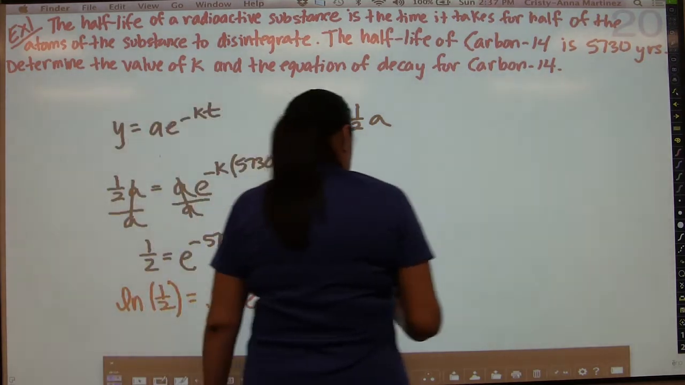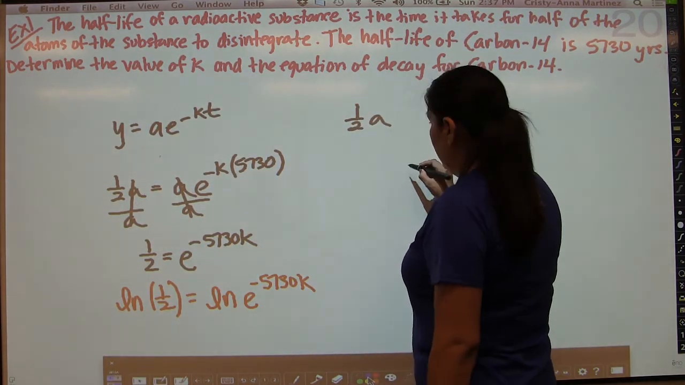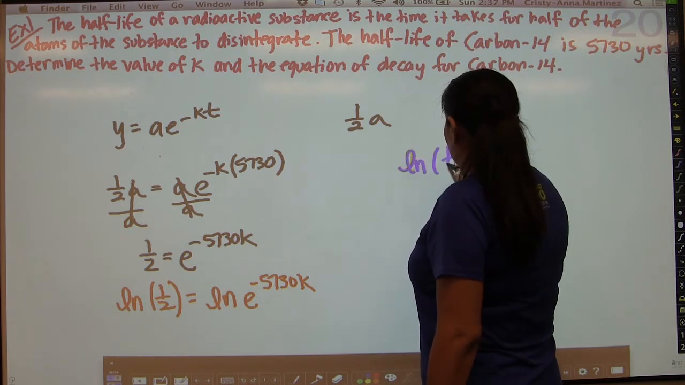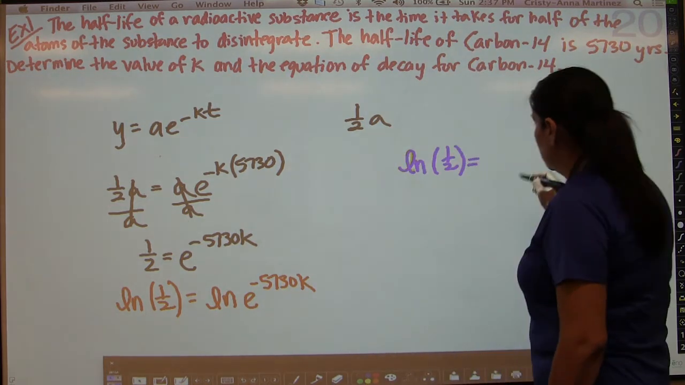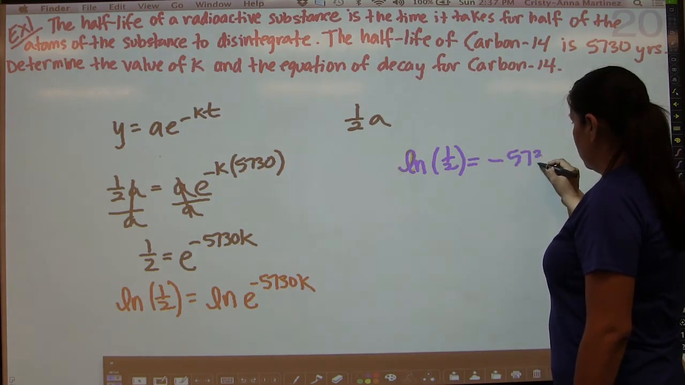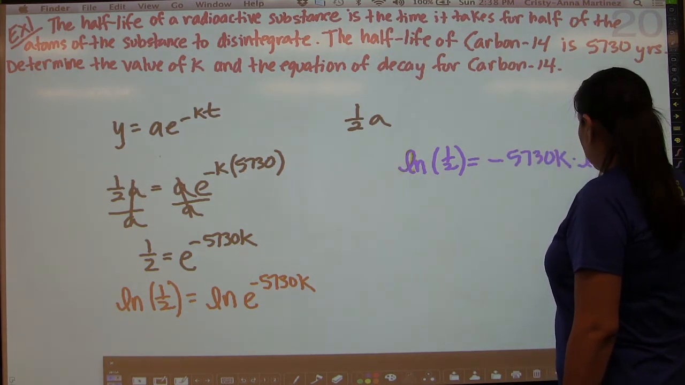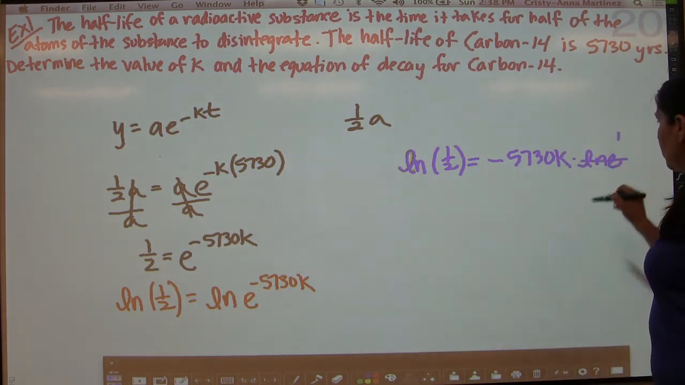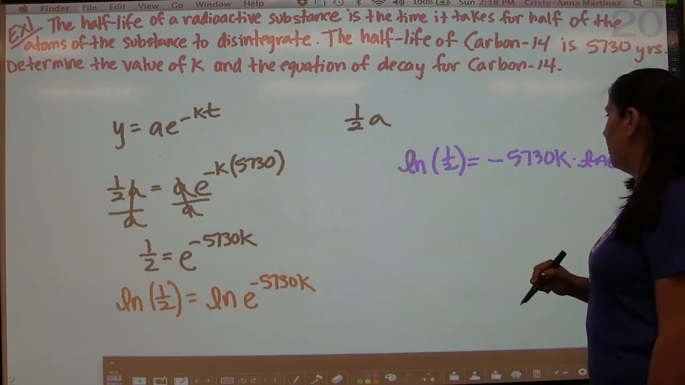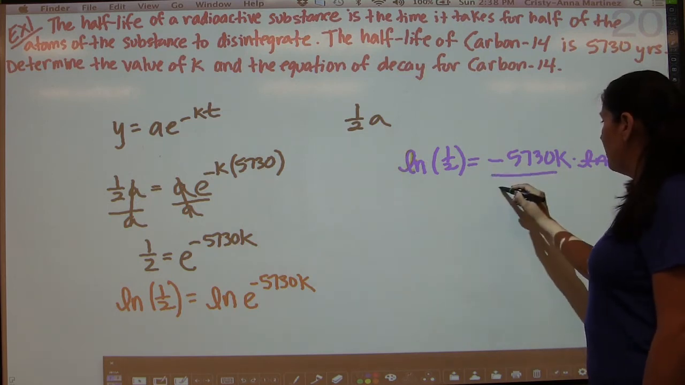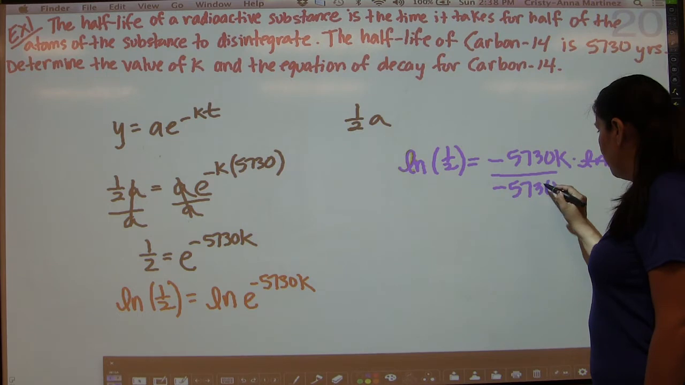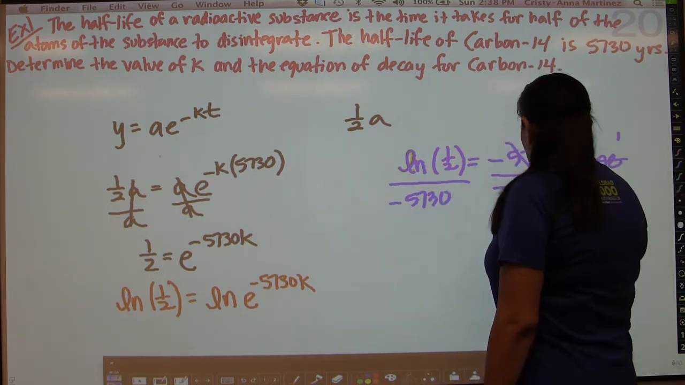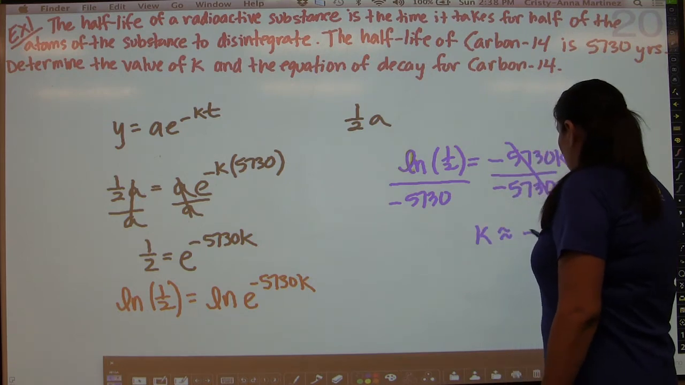So we're going to jump over here, and we have ln 1/2 equal to negative 5,730 K times ln e. But again, we said in the previous lesson that ln e is the same thing as 1. So all you really get is negative 5,730 K. So we divide by negative 5,730 on both sides, and our K value will be negative.